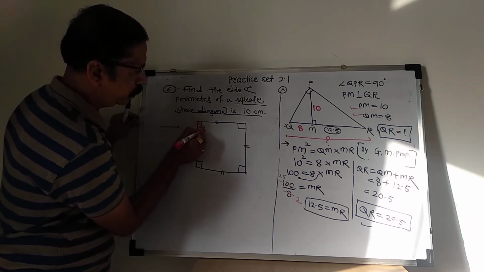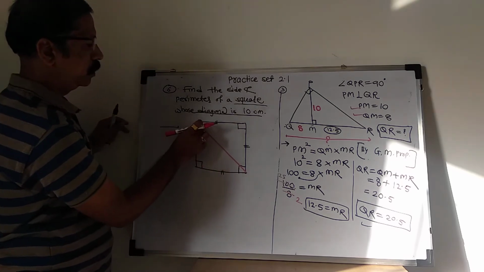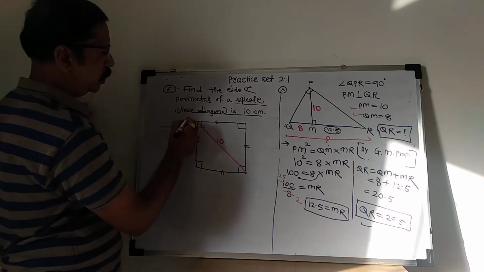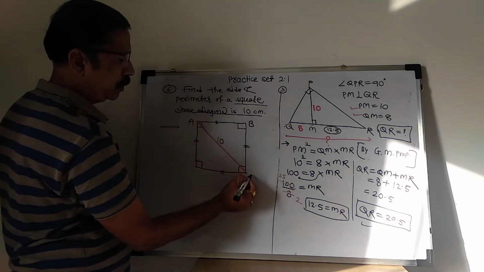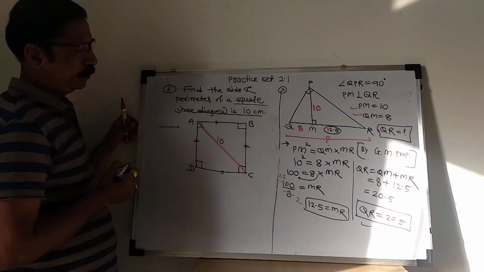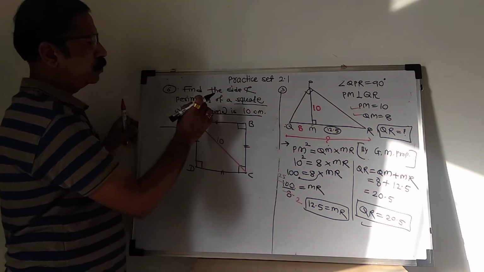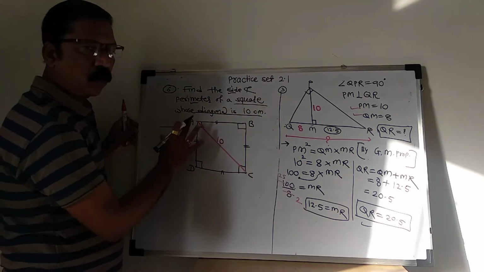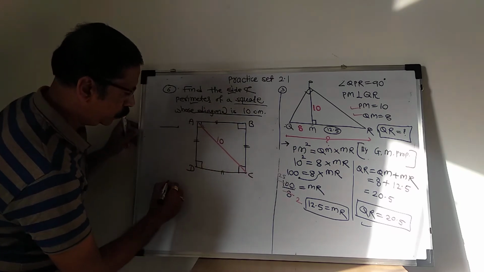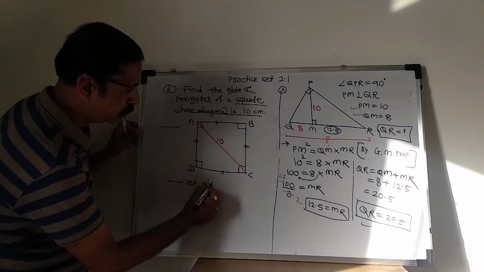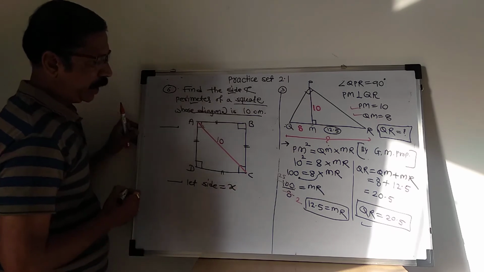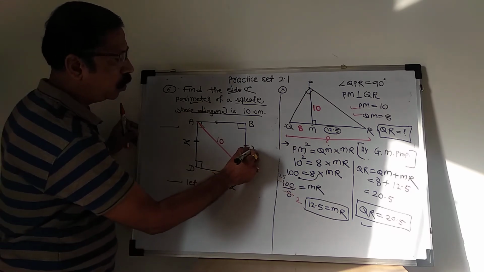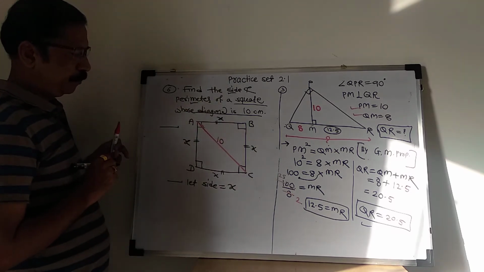So we'll construct one diagonal. It is 10. You can name the quadrilateral A, B, C, D. The diagonal is 10 centimeter and you have to find the side first and then the perimeter. There are 4 sides and all 4 sides are congruent. So let the side of the square be x. If the length of AD is x, then you can take all 4 sides as x only.